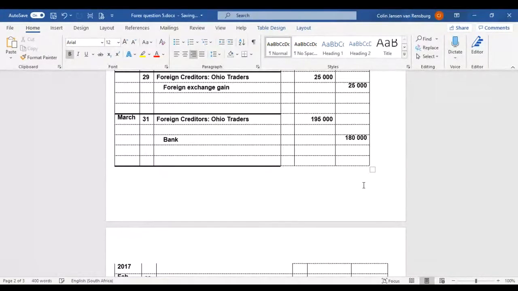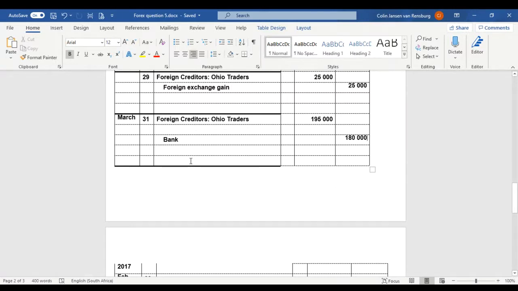Right, there we go. So, ladies and gentlemen, now we are satisfied in two manners. We are satisfied that once we've settled the account in full, the foreign creditors account reflects a zero balance. We're also satisfied that the amount in rand value that has left our bank account is 180,000 rands. But we are not happy with the fact that our journal entry doesn't balance. So we need something to make it balance. What do we need to make this entry balance?